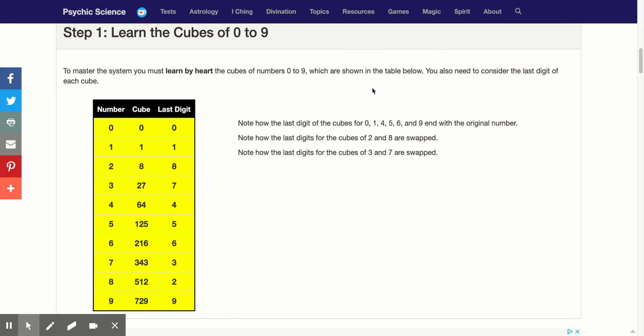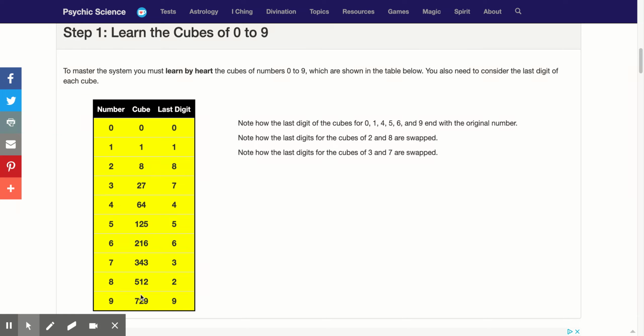It says learn the cubes of 0 to 9. So that means that we have the numbers 0 through 9. This is what they are cubed. 0 times 0 times 0 gives me 0. 1 times 1 times 1 gives me 1. 2 times 2 is 4, times 2 is 8. 3 times 3 times 3 is 27, so on and so forth.